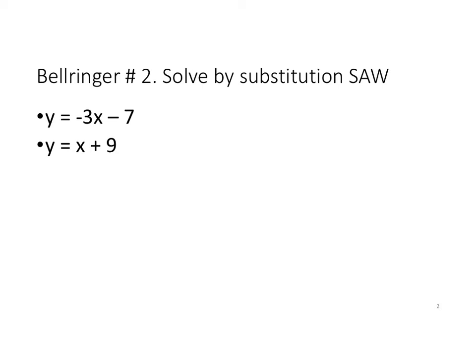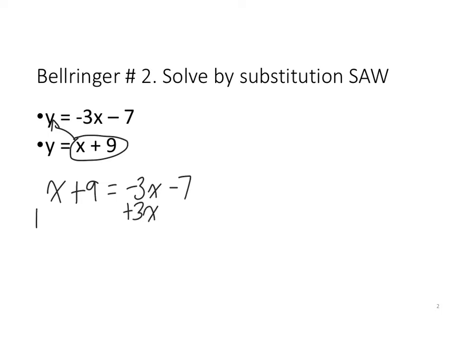Bell ringer number 2, solve by substitution. Show all work. Remember, with substitution, we're going to sub in one of my y equals. So I'm going to take this x plus 9, and I'm going to sub it in for this y. So I have x plus 9 equals negative 3x minus 7. So we're going to solve for x first. So I'm going to add 3x to both sides to try to get x by itself.